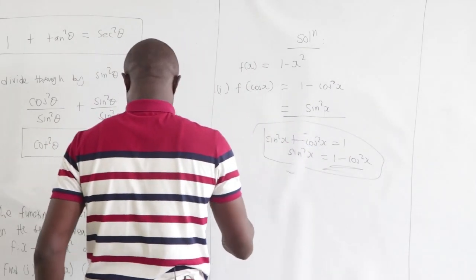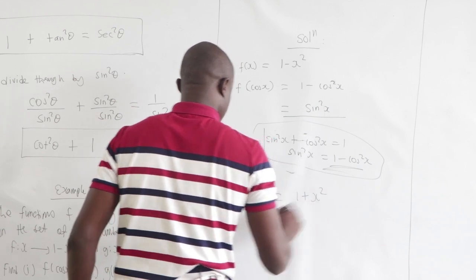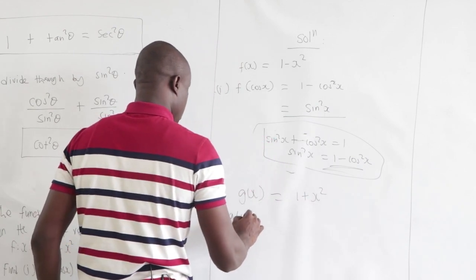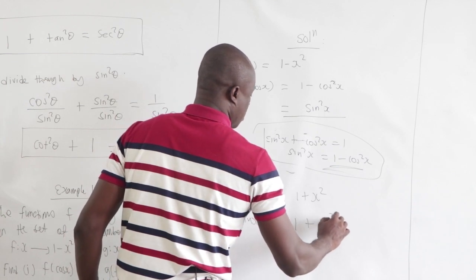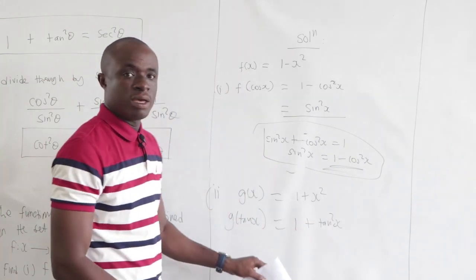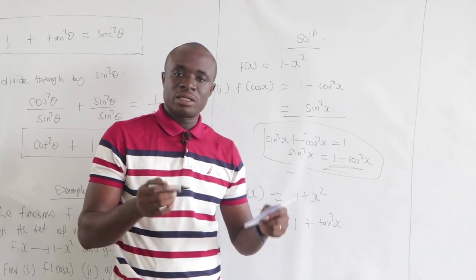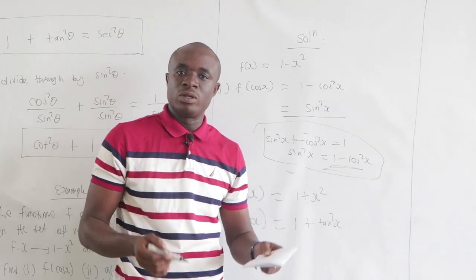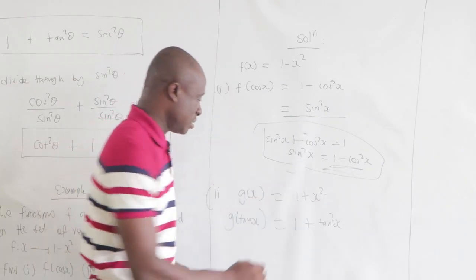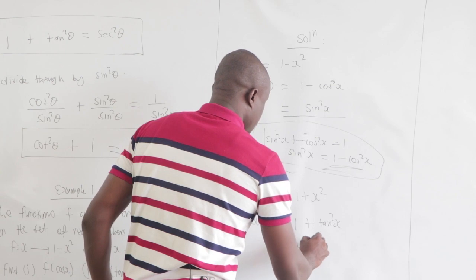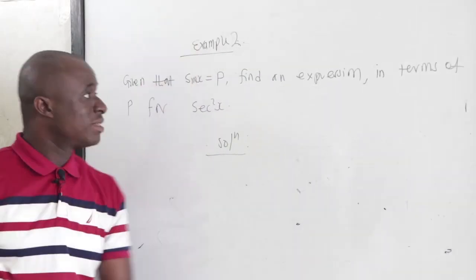So 1 minus cos square x is just sine square x. Now the second one, we know g of x to be equal to 1 plus x squared. Now what is g of tan x? This is 1 plus tan square x. Now from our deduction, we're able to deduce that 1 plus tan square x is just equal to what? Sec square x. So this 1 plus tan square x is just sec square x.